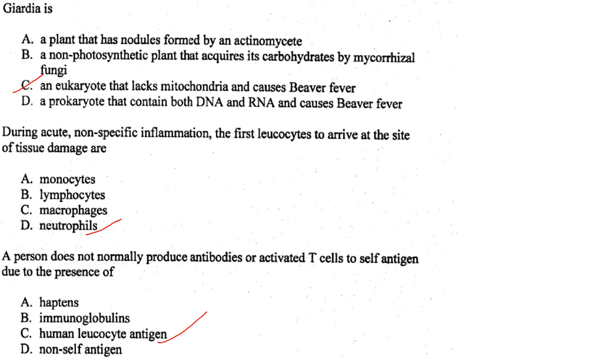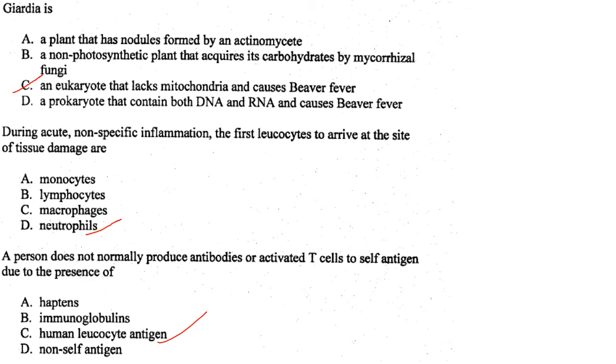Next one. Giardia is a eukaryote that lacks mitochondria and causes beaver fever. Answer is option C. Then next one. During acute non-specific inflammation, the first leukocytes to arrive at the site of tissue damage are called neutrophils. Answer is option D.